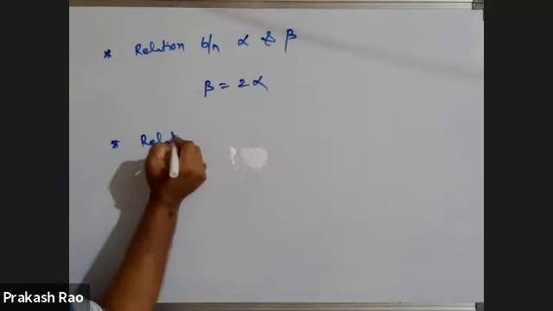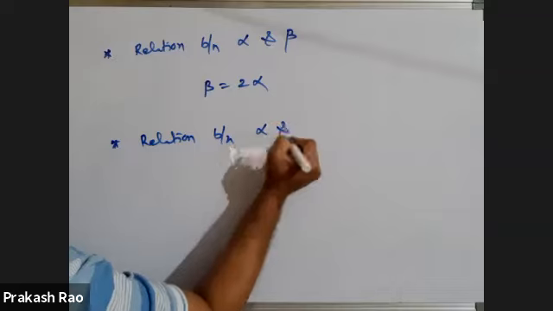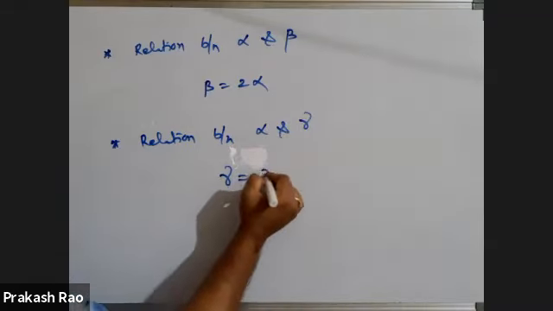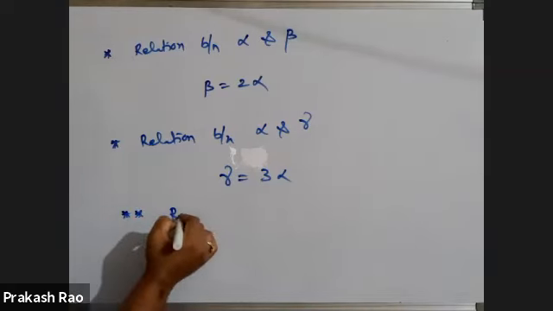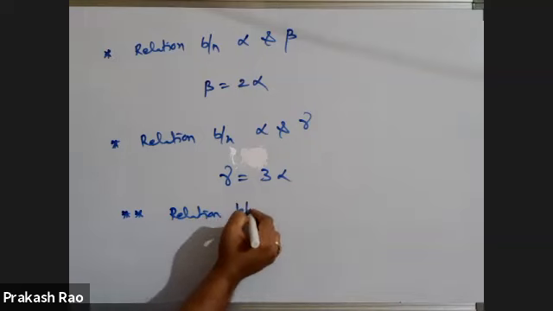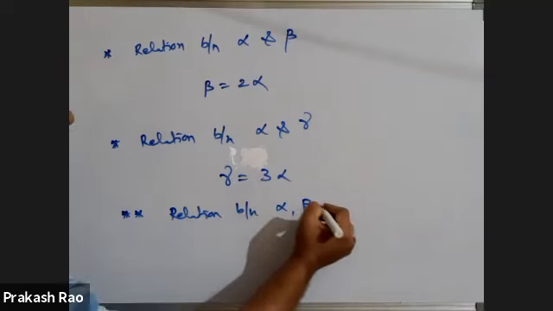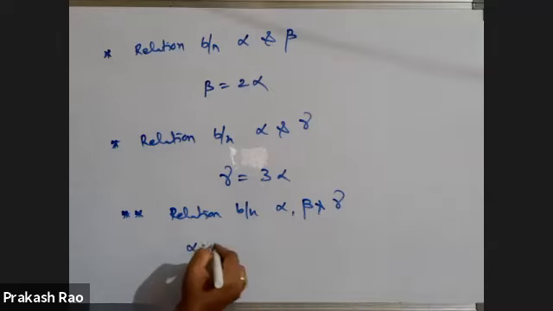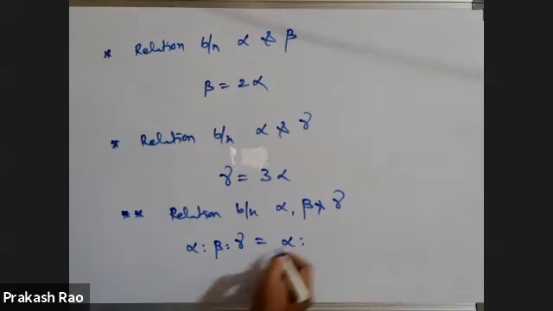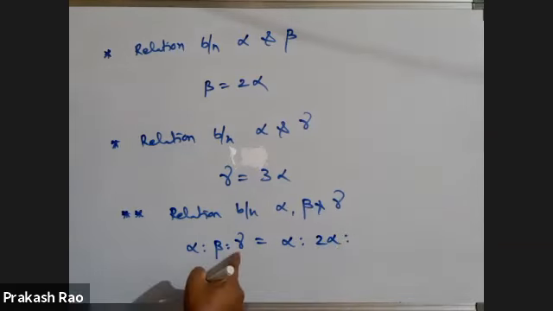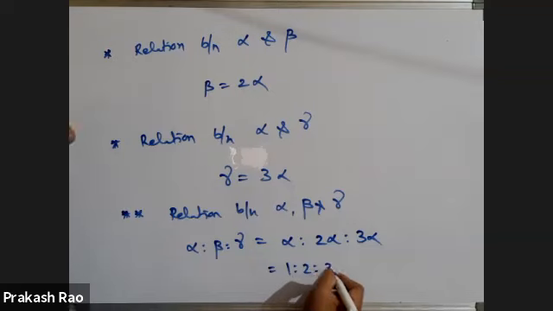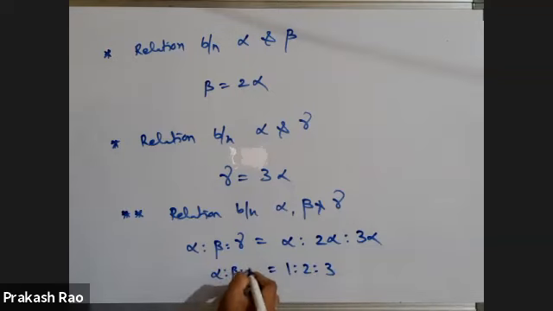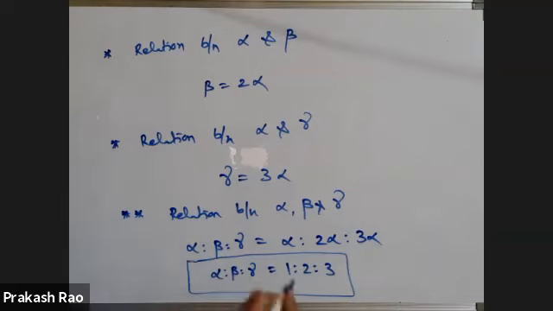Next, relation between alpha and gamma. Gamma is equal to 3 alpha. Next, this is the final one. Relation between alpha, beta and gamma. Alpha is to beta is to gamma is equal to alpha, I am taking as alpha only. Beta is nothing but 2 alpha. Gamma is nothing but 3 alpha. This is equal to 1 is to 2 is to 3 you will get. Alpha is to beta is to gamma is equal to 1 is to 2 is to 3.